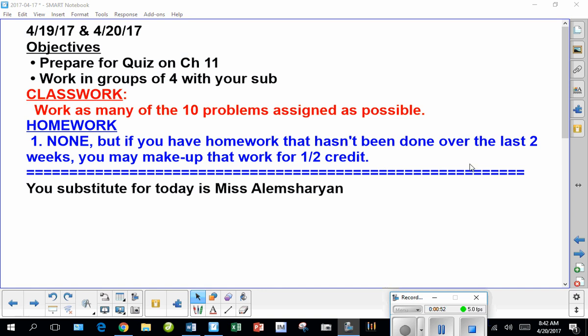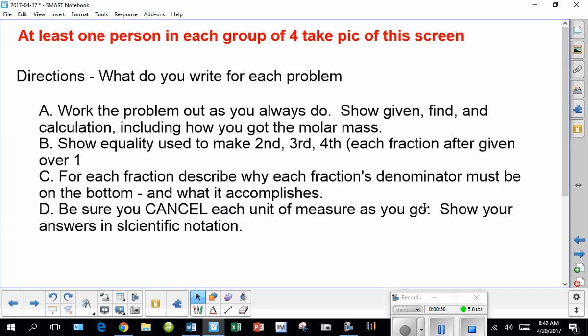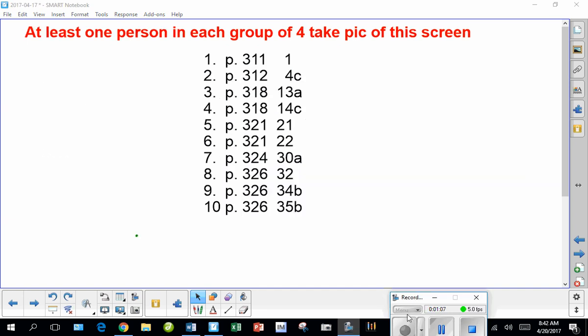So let's move on here and let's see what's going to be happening. At least one person in each group of four take a picture of this screen. And your substitute will pause now and give you a chance to do that. Great, now that all of you have had a chance to get that first screen, that's your directions.